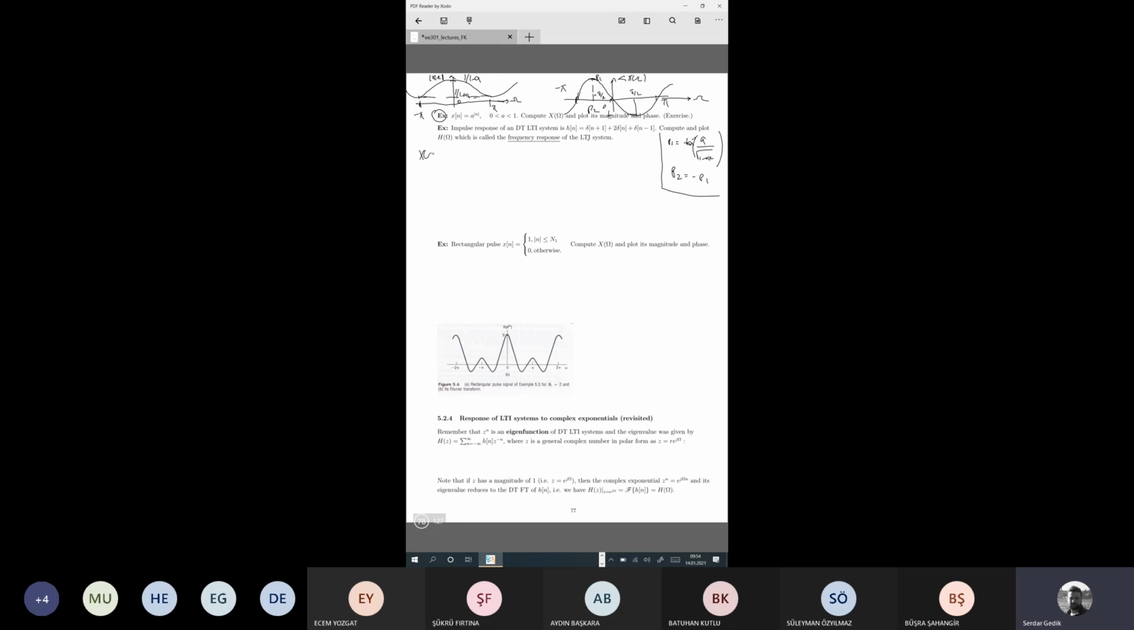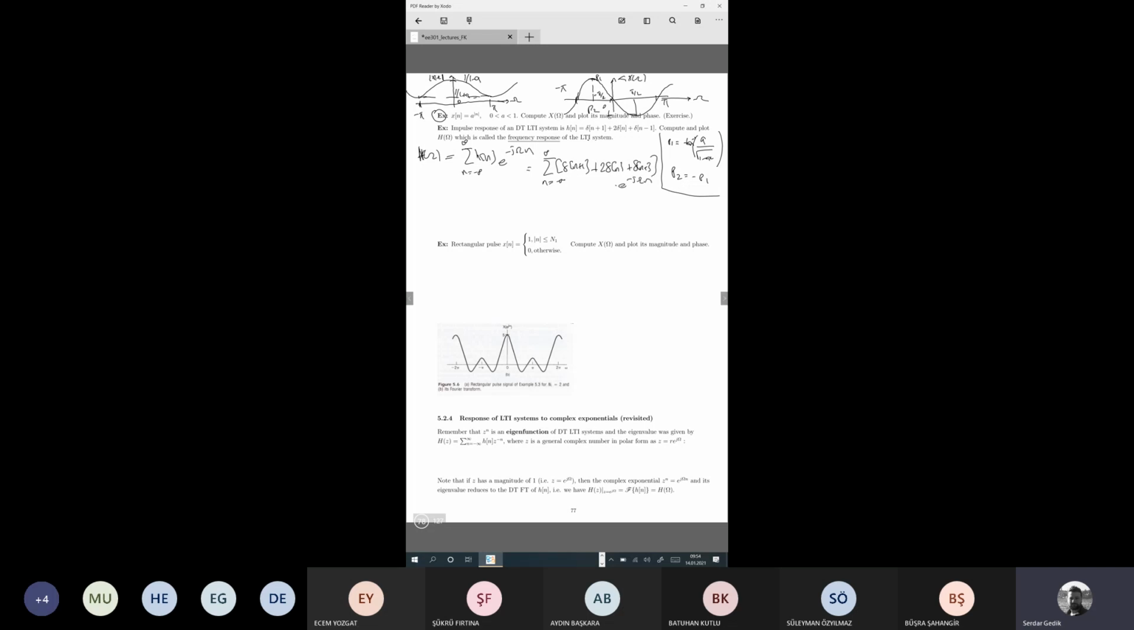So it is easy to calculate. H(ω) is the summation of h[n] e^(-jωn) from minus infinity to plus infinity, and this equals the summation over n from minus infinity to plus infinity of (δ[n+1] + 2δ[n] + δ[n-1]) times e^(-jωn).